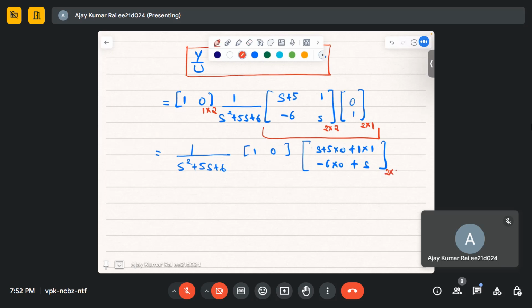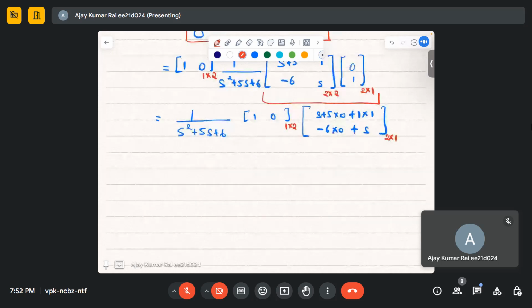This is 2 into 1, this is 1 into 2. Okay, we'll get a 1 into 1 matrix. Finally, s square plus 5s plus 6. Okay, just multiply this. So let me do one more step here. This will be 1 0 and this will be 1 and s.